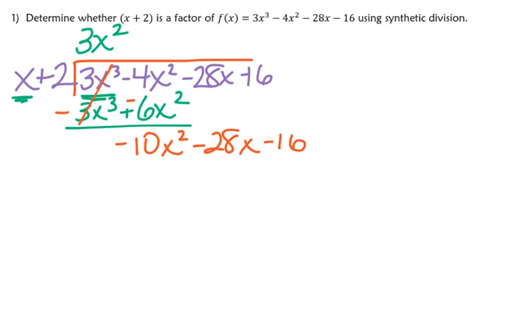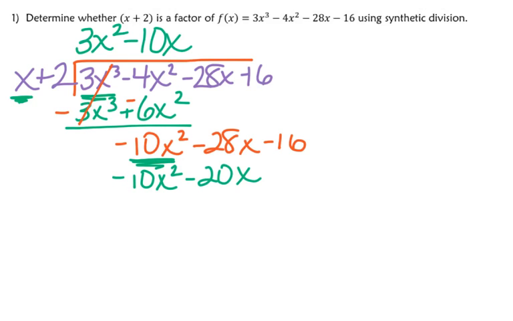Okay, so then again, I'm looking at the first term here. What do I need to multiply x by to get negative 10x squared? I would need to multiply it by negative 10x, and then I'm multiplying down. So negative 10x times x is negative 10x squared. Negative 10x times 2 is negative 20x. Subtracting, so that becomes a plus, that becomes a plus. That cancels, and I get negative 8x minus 16.